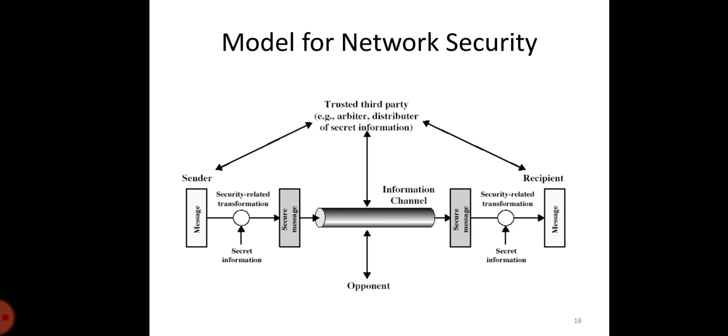This diagram represents the model for network security. This is the sender, which has to send the message, and this is the secure message. This is the secret information, which is security related information. This is the recipient side. Secure message. This is the information channel between the sender and the recipient, and this is the third party, that is the arbiter or distributor of secret information. This is the opponent.